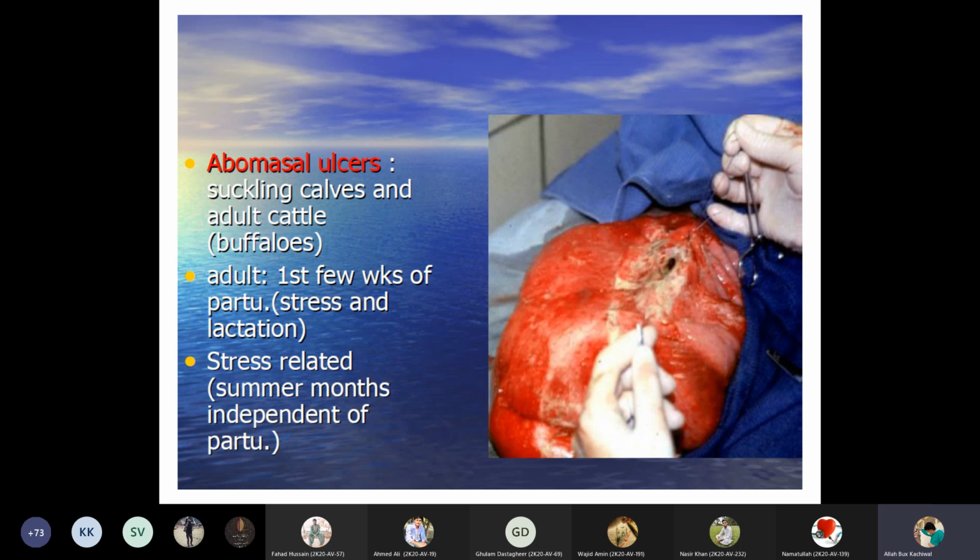So abomasal ulcer is very common in cattle and buffalo, especially in suckling calves, because the abomasum is the largest portion at the early stage of the animal. As a newborn, they have the largest portion of the compound stomach as the abomasum. So that abomasum may lead towards ulcer if a causative agent or causative condition is produced.